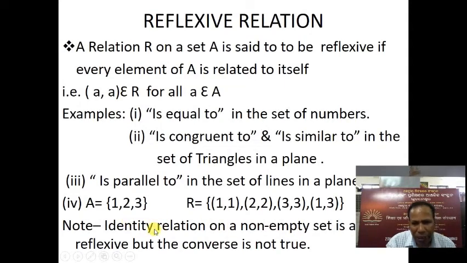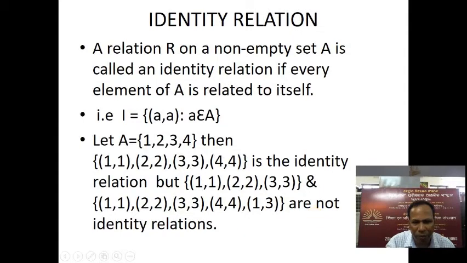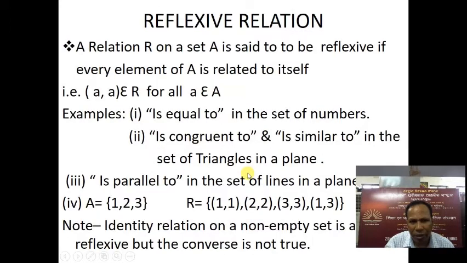Now every identity relation must be a reflexive relation, but every reflexive relation is not an identity relation. As we find here, this is a reflexive relation, but it is not an identity relation because of the presence of the extra element. But consider the previous example, the relation (1, 1), (2, 2), (3, 3) and (4, 4). It is an identity relation. Again it is a reflexive relation. So we say every identity relation must be a reflexive relation, but every reflexive relation is not an identity relation.